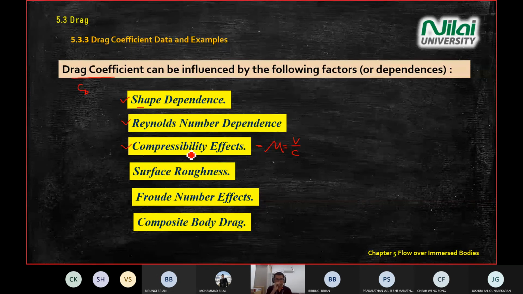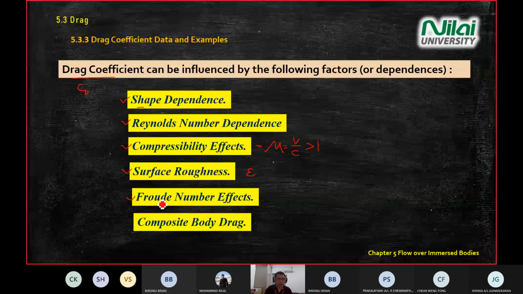Now we are not yet there, but as an introduction, bear in mind that when you have a compressibility effect, meaning your Mach number is more than 1, then compressibility will come into place. Or sometimes not necessarily 1, sometimes it's more than 0.3, then you have compressibility. Later we will discuss this in a later chapter. Another one is the surface roughness, with this symbol in the Moody chart.